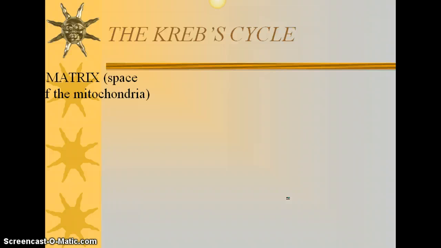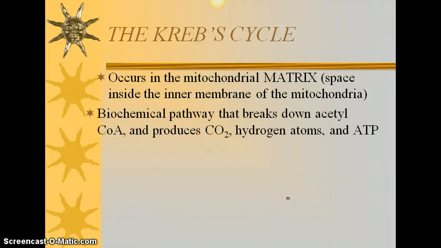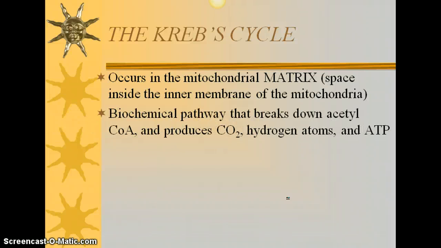So the Krebs cycle, let's discuss that here just a little bit. It occurs in the matrix of the mitochondria, and these are the inner membranes. They kind of go back and forth like a snake around the mitochondria. And basically what happens is it takes acetyl-CoA, it is just a chemical, you just kind of have to know that that's what it is, and it produces carbon dioxide, hydrogen atoms, and ATP. So those are the 3 things you get out of the Krebs cycle.